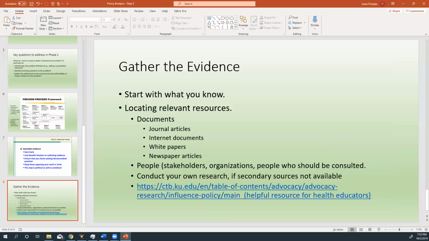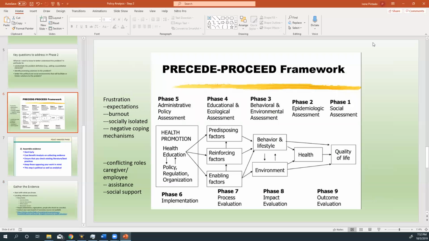Okay, so the PRECEDE-PROCEED framework, is this one we should use in this assignment too? I find it's primarily used for health educators. The reason I like it is because it takes you through the entire process. You start with some kind of problem in society that you see, and because we're health educators, it's usually health related. We look at behaviors that affect that. We look at the environment, and we also know that environment affects behavior, so we go back and forth.